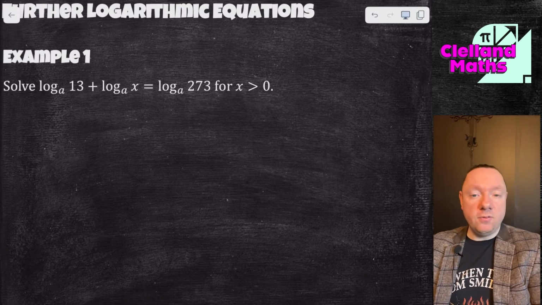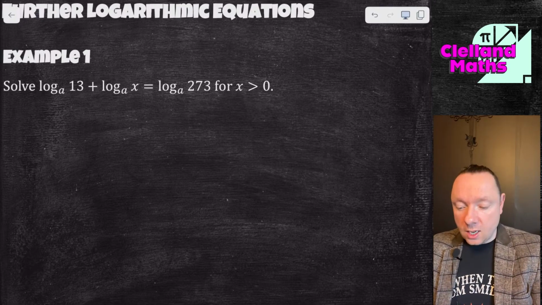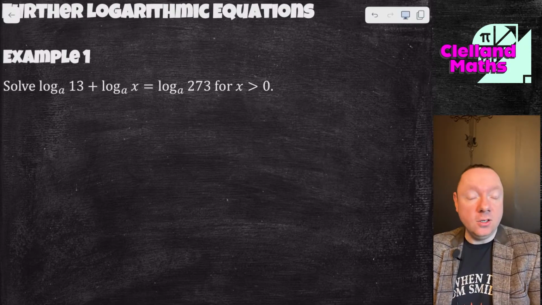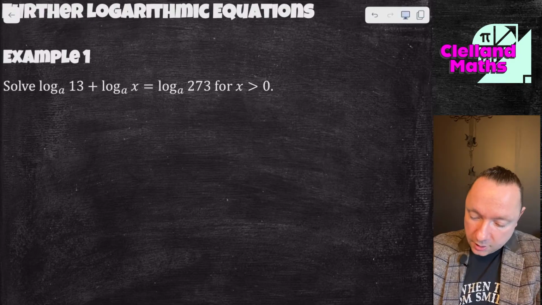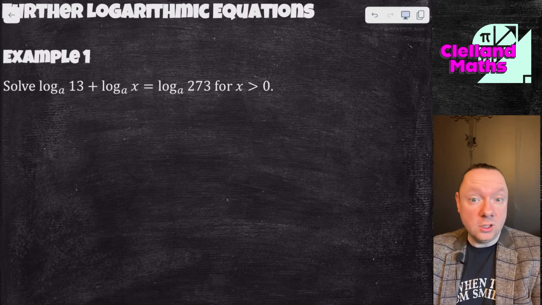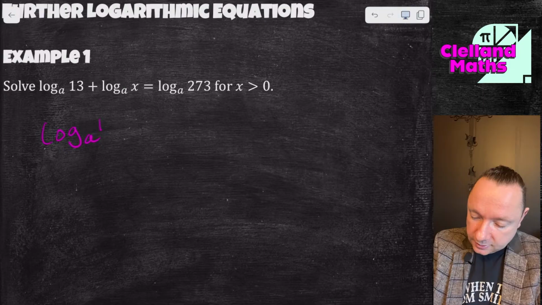Okay, let's look at some further logarithmic equations. We previously did the ones which were basic, log base a of x equals 2 or something like that. Let's look at combining the rules of logs. So example 1, log base a of 13 plus log base a of x equals log base a of 273. Looks quite complicated, but we can just combine the left, and we've got log base a of 13x, one log equals one log.